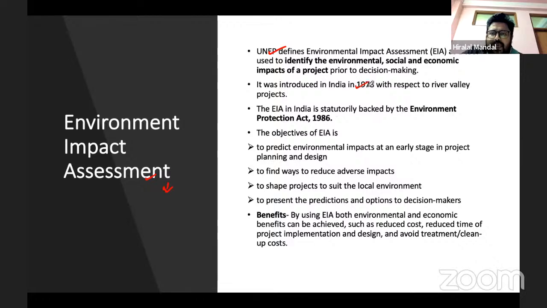It was introduced in the year 1978 with respect to the River Valley project. Later, it was given statutory backing and brought under the Environmental Protection Act 1986. The objective is to predict the environmental impact at an early stage of the planning of projects, so that such impact could be neutralized or minimized. It also aims to shape the project to suit and respect the local environment, and to present the predictions and options to decision makers.